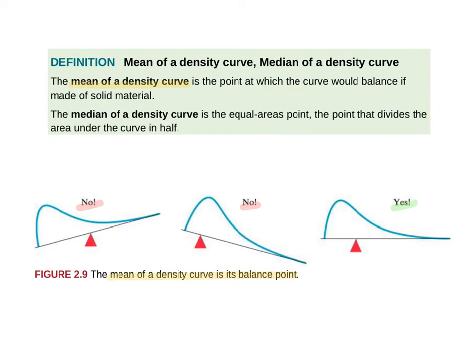So the mean here, that's just not going to work. That's going to tip over that way. Is the mean over here? Nope, it's going to tip. Is the mean right about here where it balances out? Yes. So the mean of a density curve is its balance point.